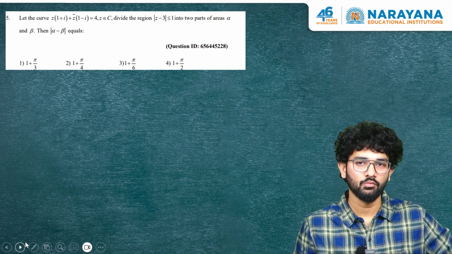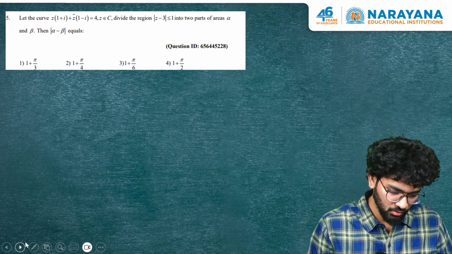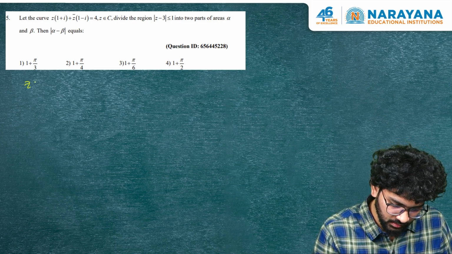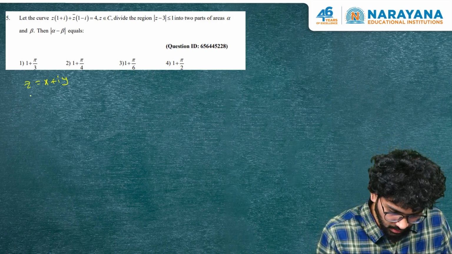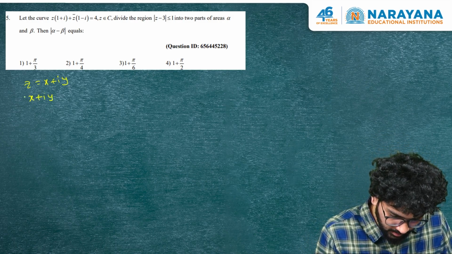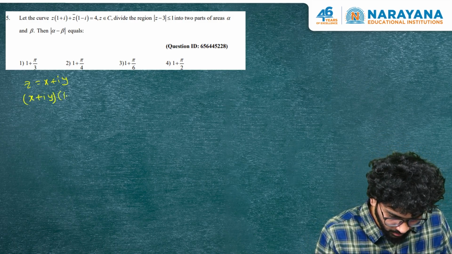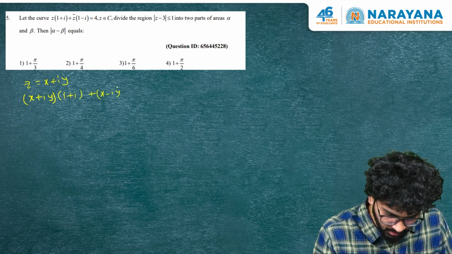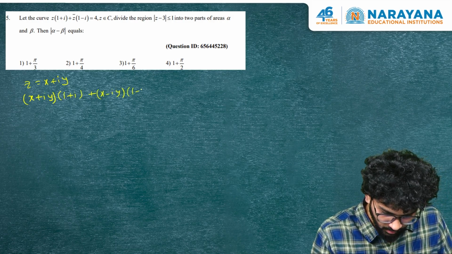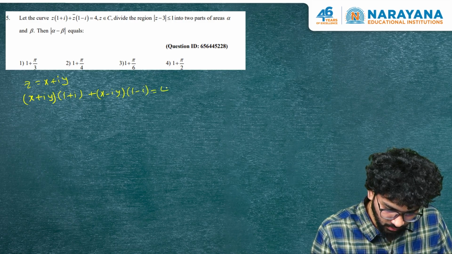Then he is asking mod of alpha minus beta. So let us take z is equal to x plus iy, a general complex number. Now if I substitute that in the given equation, the first equation, I will get (x plus iy) into (1 plus i) plus (x minus iy) into (1 minus i) equal to 4.